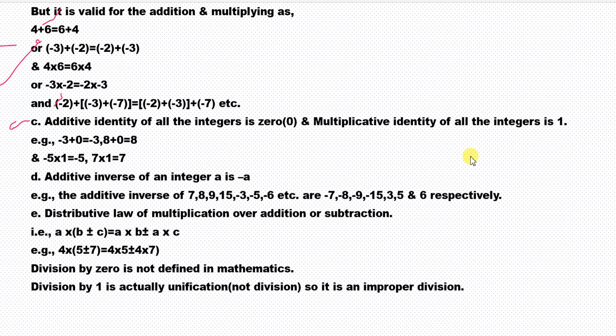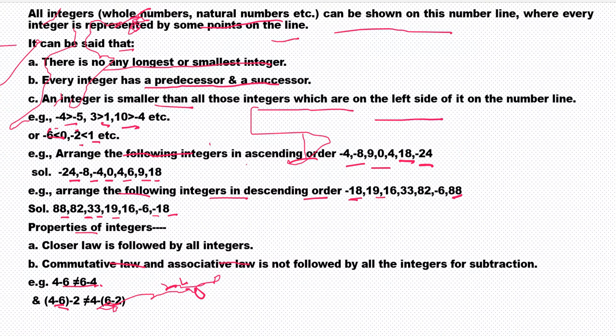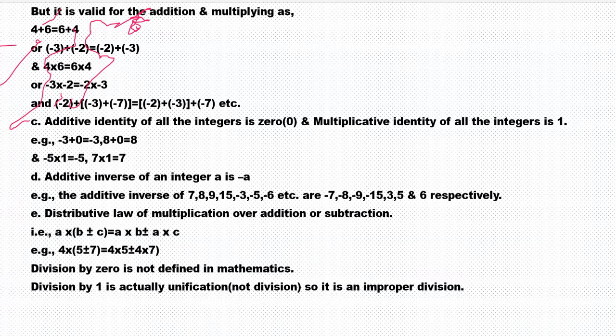It is valid for addition and multiplying, as 4 plus 6 is equal to 6 plus 4. Here, minus 3 plus minus 2 is equal to minus 2 plus minus 3. These are valid for addition and multiplying examples.